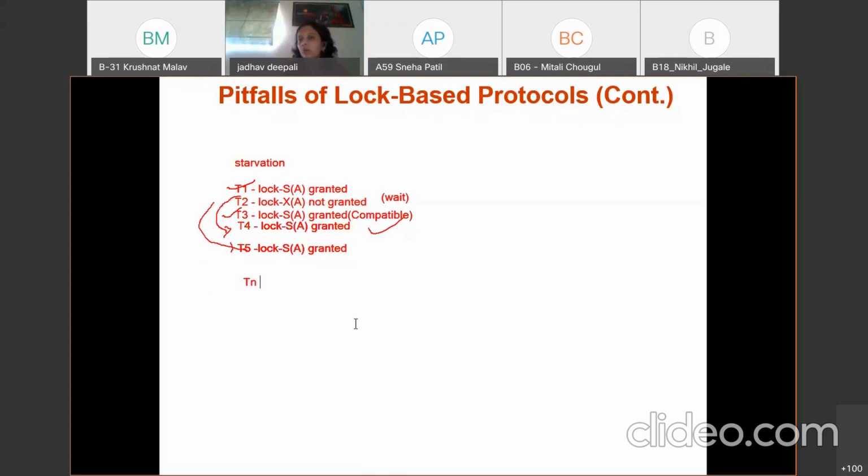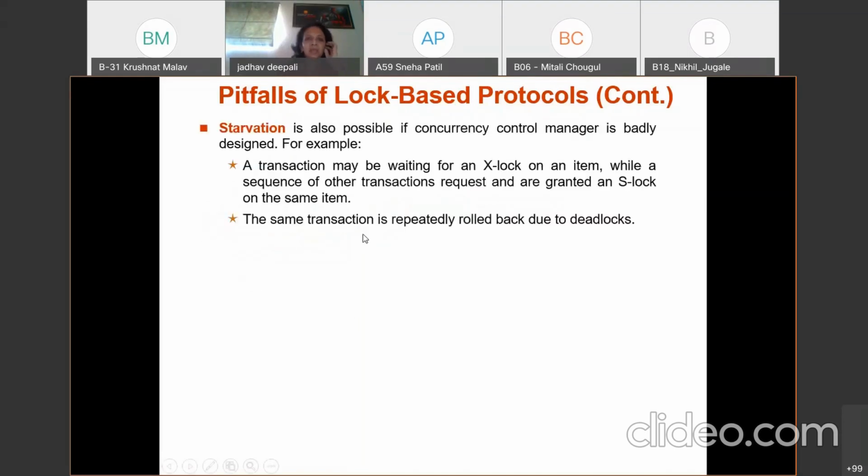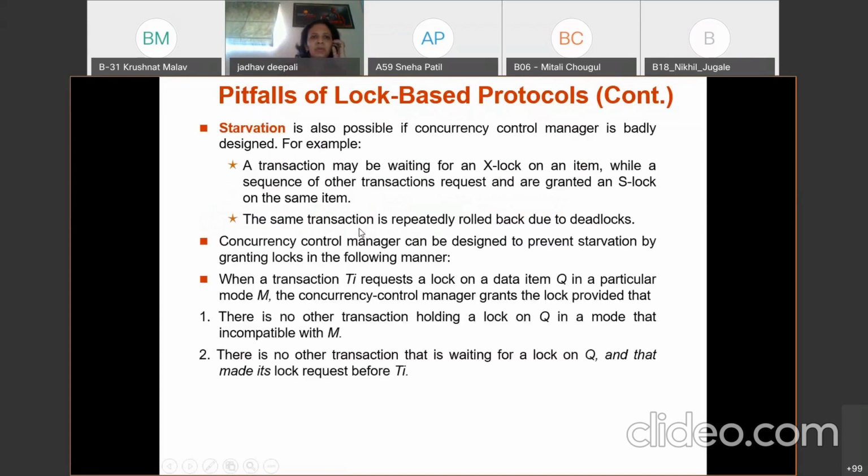Why? Because a shared lock is compatible with a shared lock. And in that case, T2 never gets a lock. T2 never gets a lock, and it remains in a waiting state. That is known as starvation. That is what I wanted to explain here.